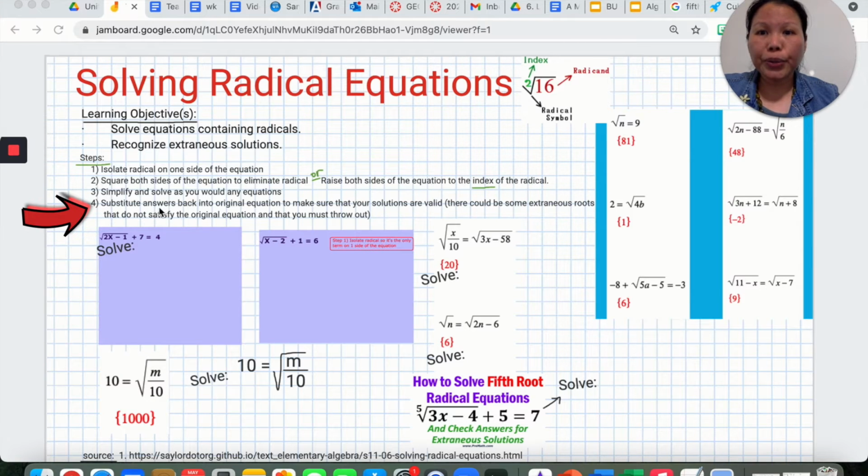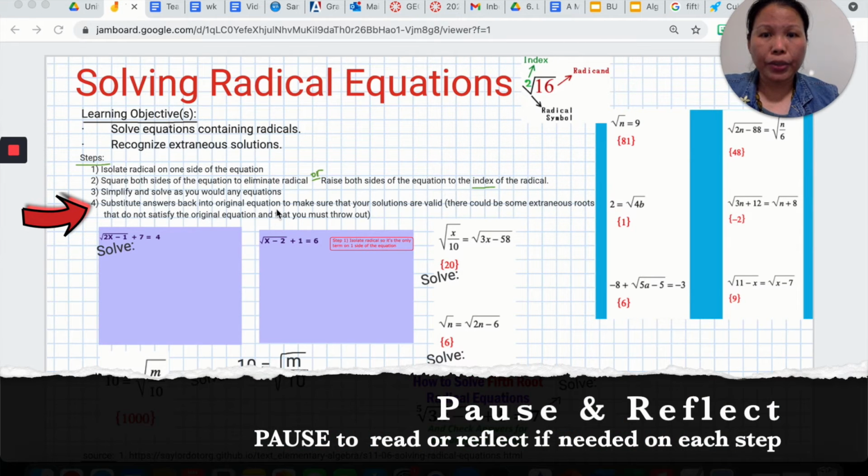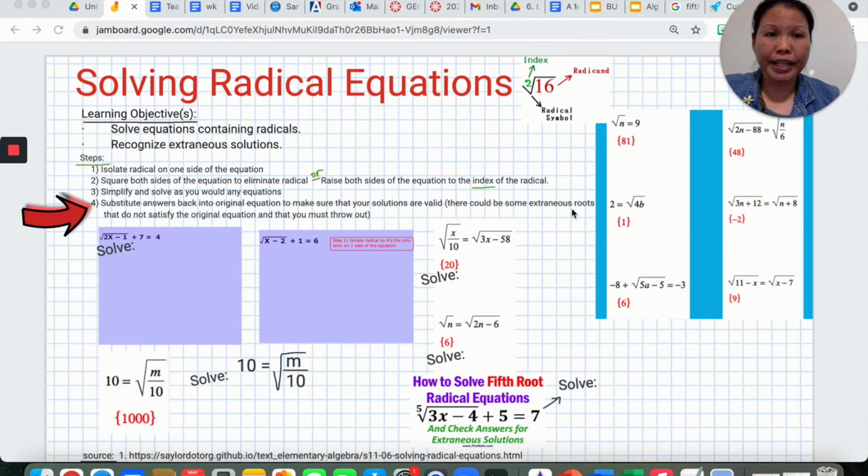4. Substitute answers back into the original equation to make sure that your solutions are valid. There could be some extraneous roots that do not satisfy the original equation and that you must throw out.